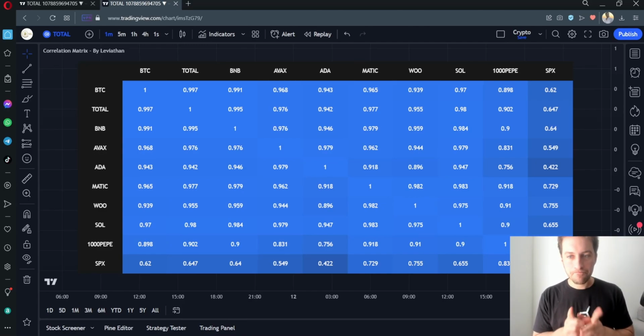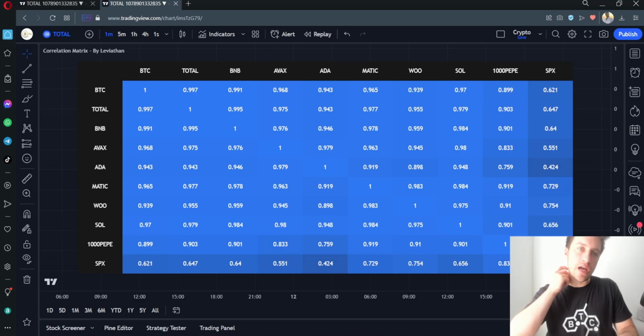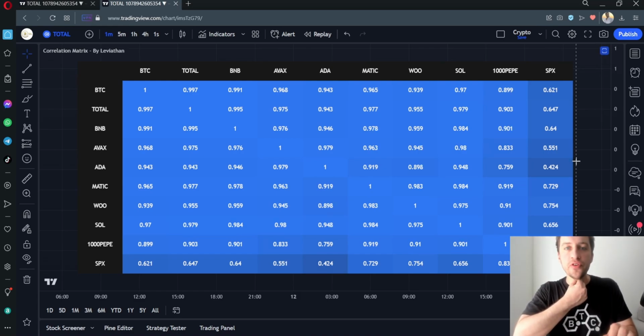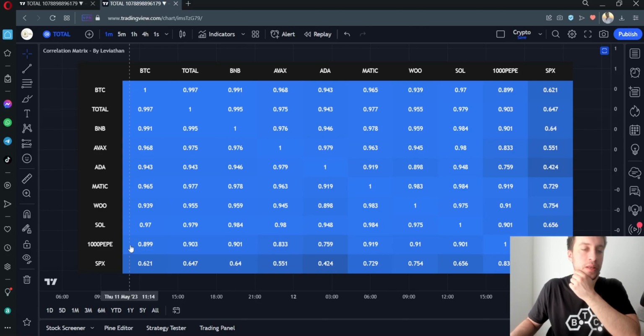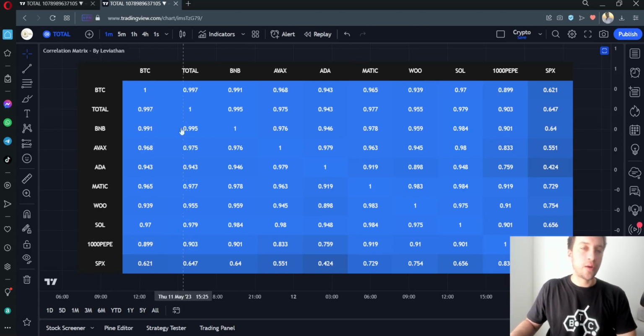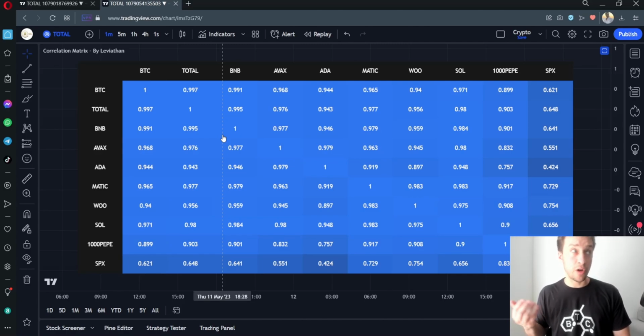With that, main topic of the video. Today's topic is overextended moves. The first thing I want to show you guys is correlation. Pepe has a 90% or 0.9 out of 1 correlation to Bitcoin and a very high correlation to total market cap. You guys see this? Pepe, Bitcoin, and total market cap. Bitcoin is very, very correlated to total market cap on the 1 minute as well. They are basically the same thing because Bitcoin goes up, altcoins go up. Bitcoin goes down, altcoins typically go down.